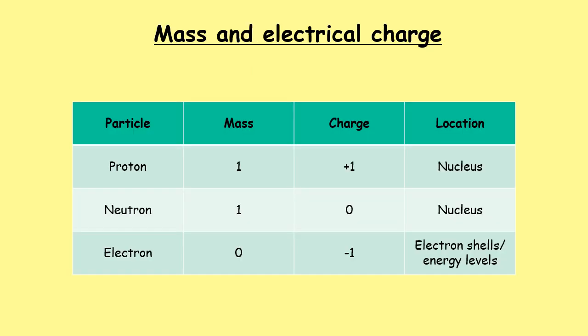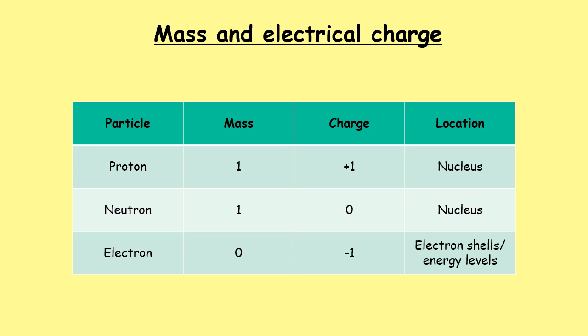Each of these particles has its own mass, charge, and location. You can be asked to fill out a table like this at National 5 with some of the bits filled in, and you need to be able to fill in the rest. So if you can do the whole thing, that's going to make you very prepared. So protons have a mass of 1. Protons are positive, and they have a charge of positive 1, and they are found in the nucleus.